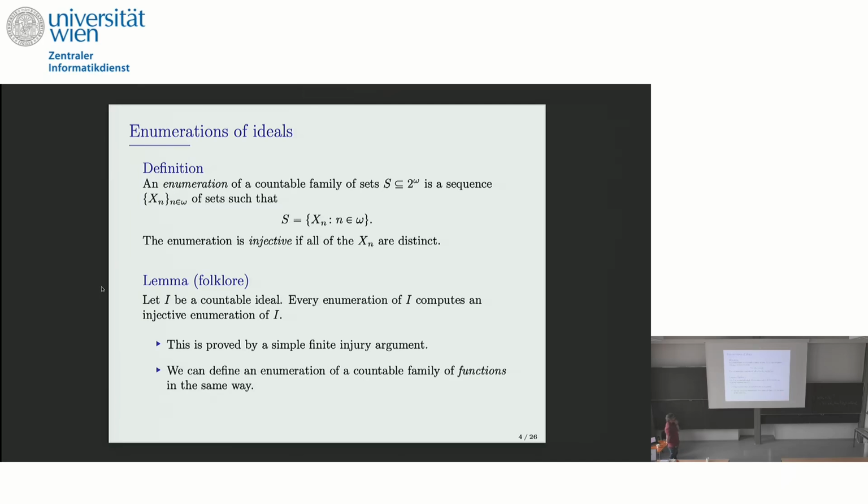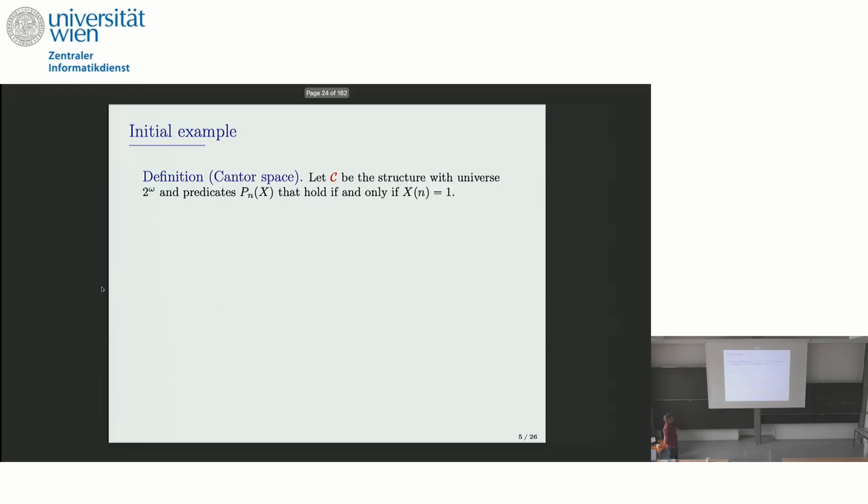We can define an enumeration, and we can also define an enumeration of a countable family of functions in the same way. The same lemma holds: if we have an enumeration, then with a little finite injury argument, we can thin it out to an injective enumeration. Okay, so let's start with Cantor space.